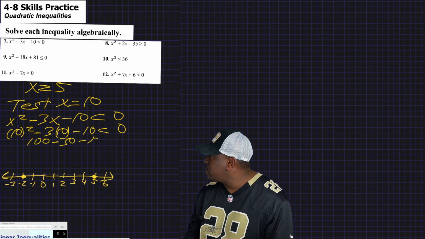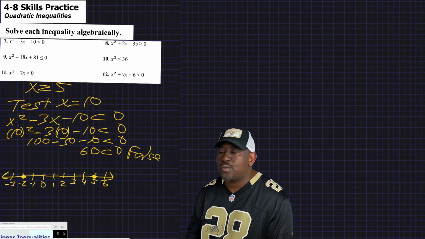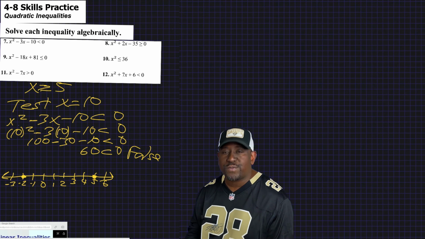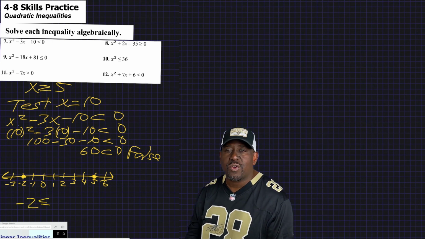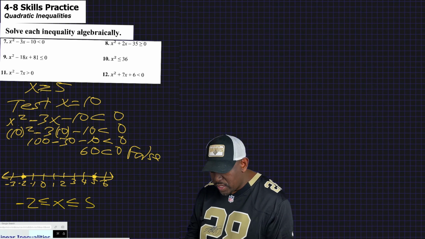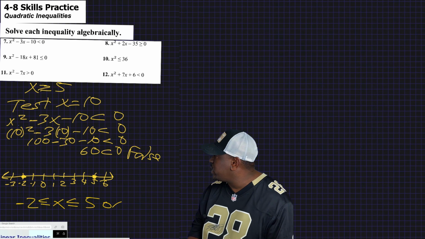10 squared will give us 100. Negative 3 times 10 is negative 30. We bring down the negative 10. Negative 30 and negative 10 is negative 40. 100 minus 40 is 60. 60 is not less than 0, so we know that answer is false. So our only solution is the values between negative 2 and 5.